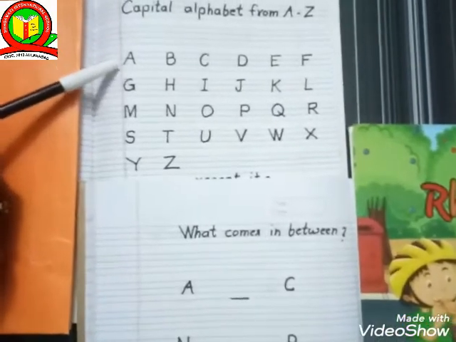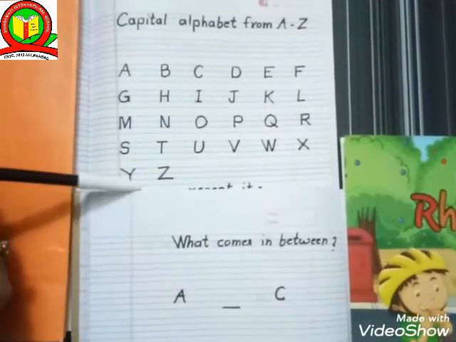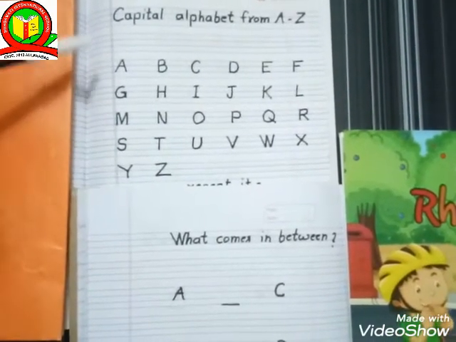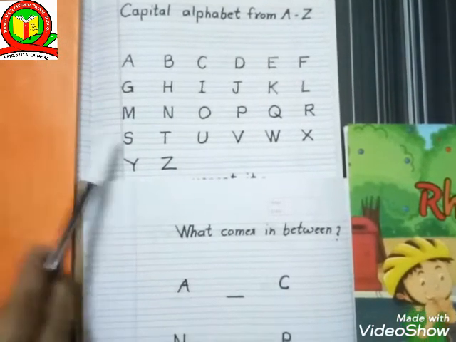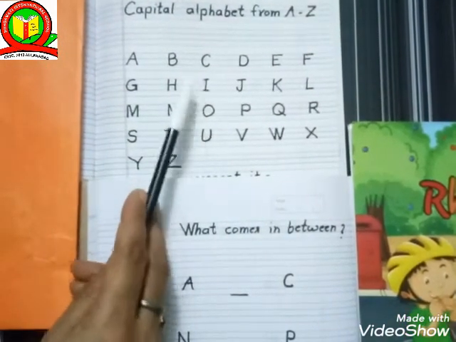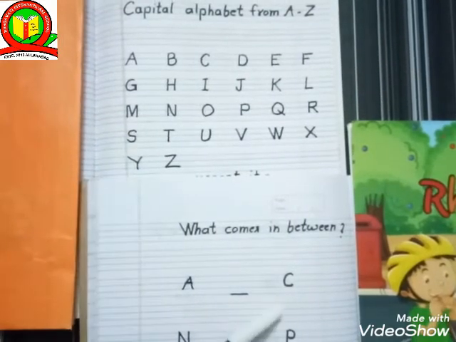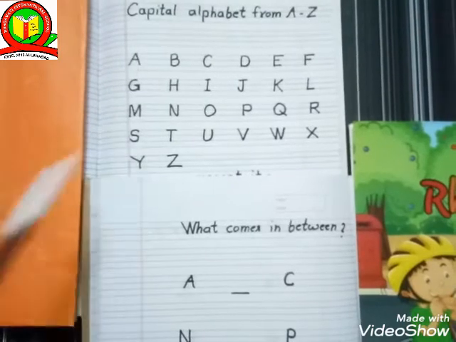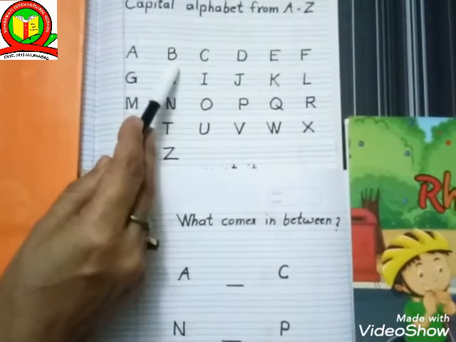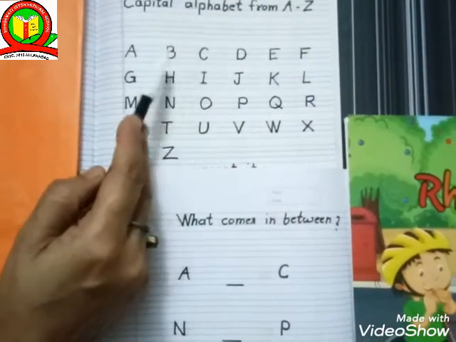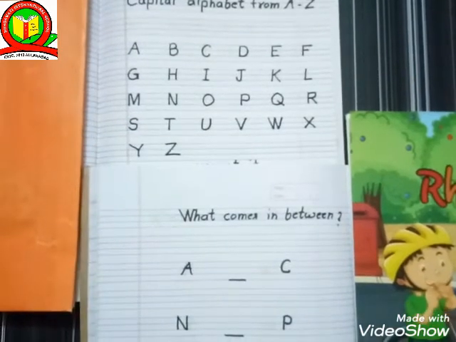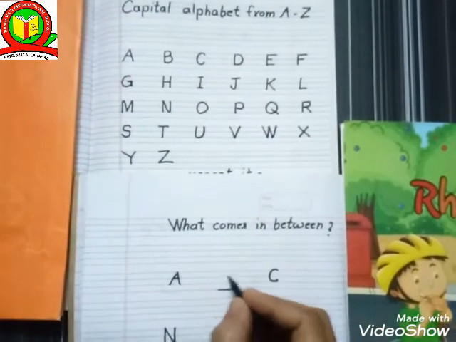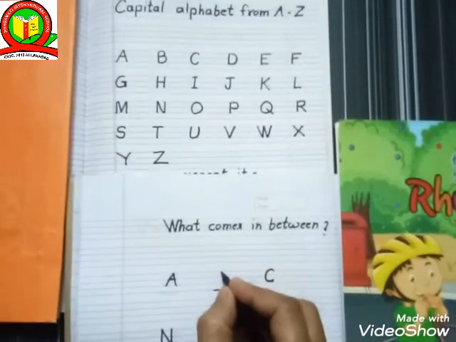I have written letters from A to Z here. And this is letter A and this is letter C. What comes in between A and C? Look here. Letter B. A comes before B and C comes after B. So here we will write letter B.